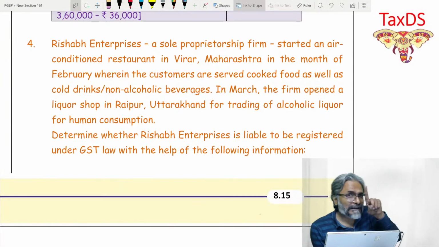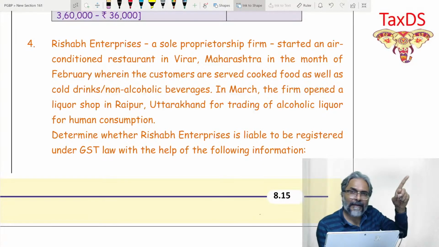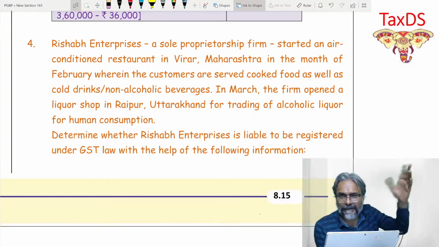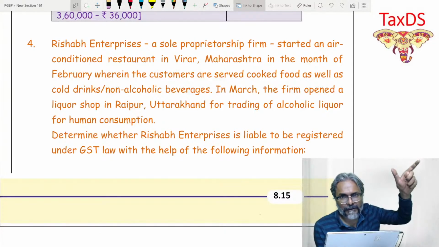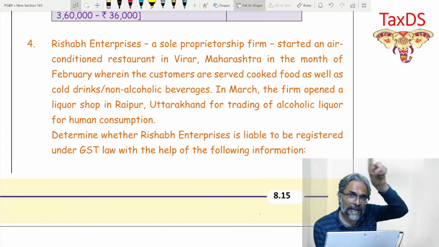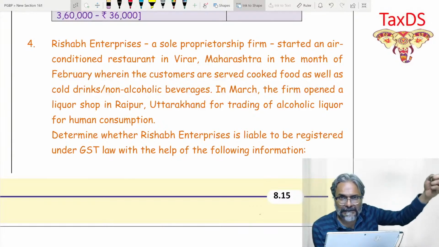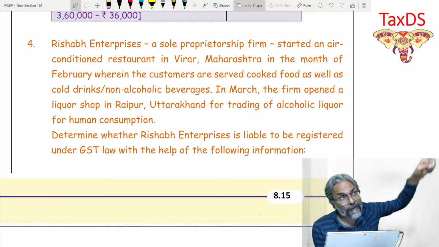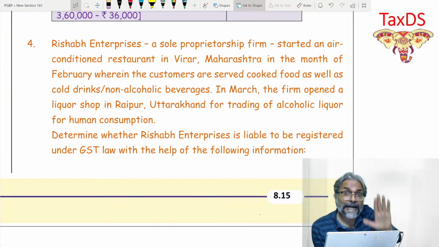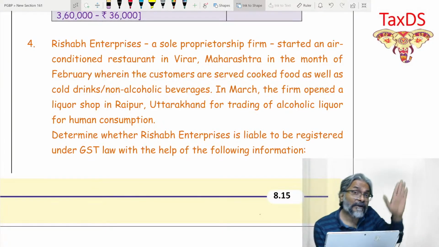Though it is a supply of goods, it is not leviable. Why? Because it is not chargeable at all. In the Constitution itself, it has been taken out. We have seen in the first class that it is outside the scope of levy. But is it a supply? Yes, a supply without levy.